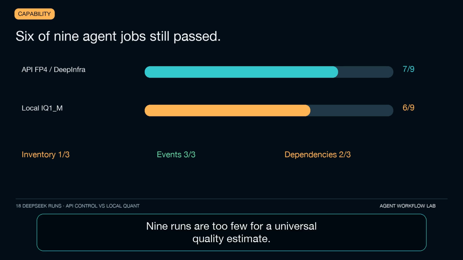9 runs are too few for a universal quality estimate. The careful conclusion is usable capability with measurable inconsistency, not a definitive score for IQ1_M everywhere.